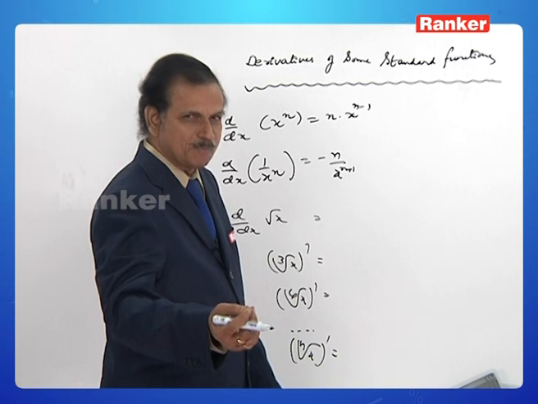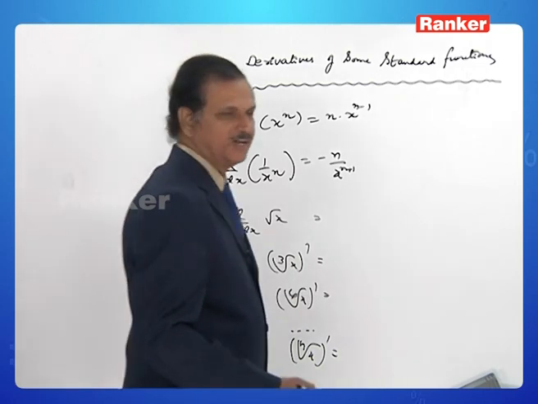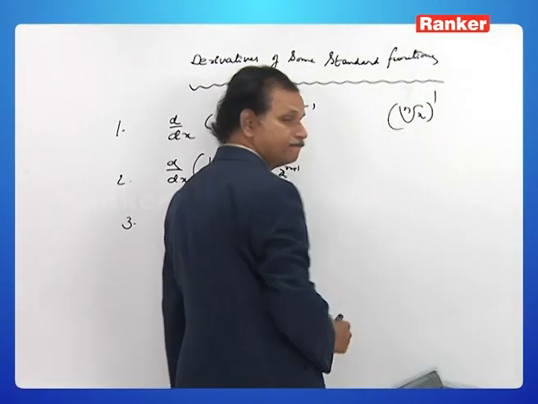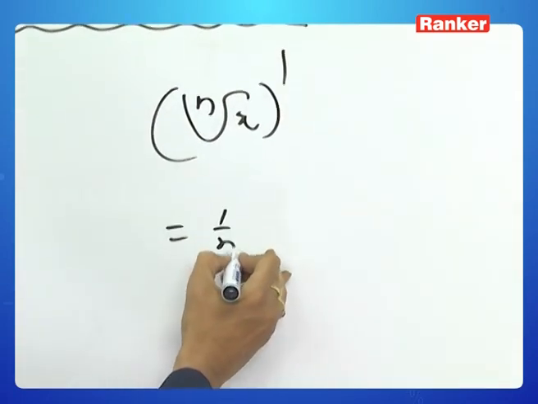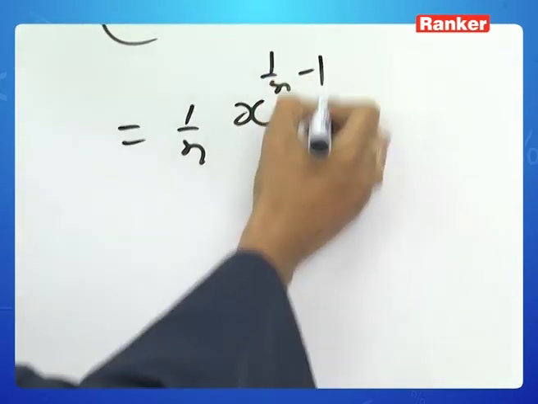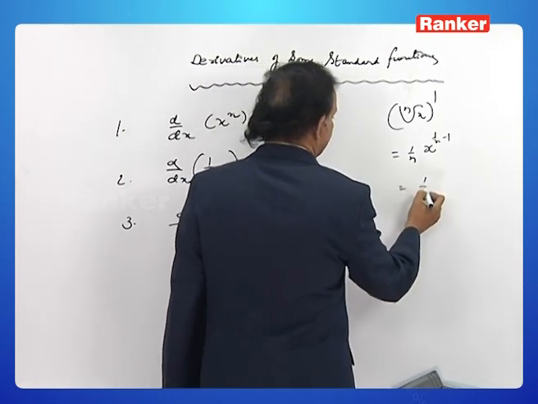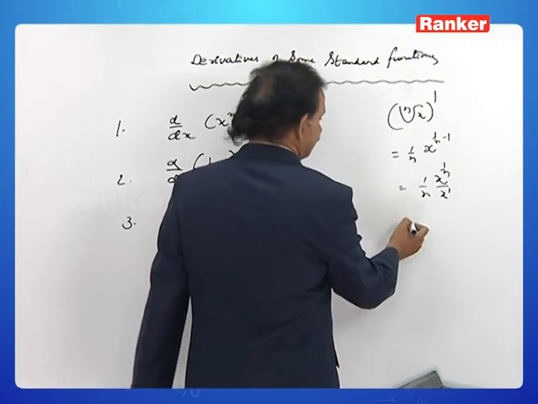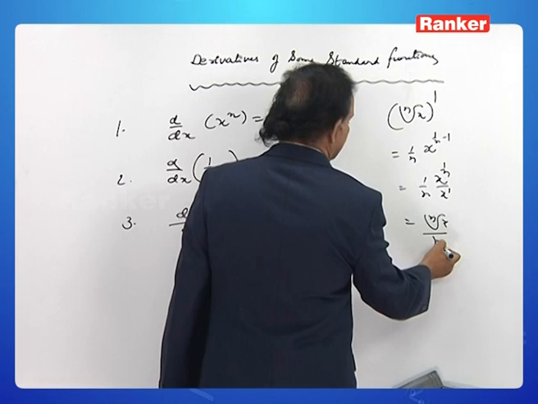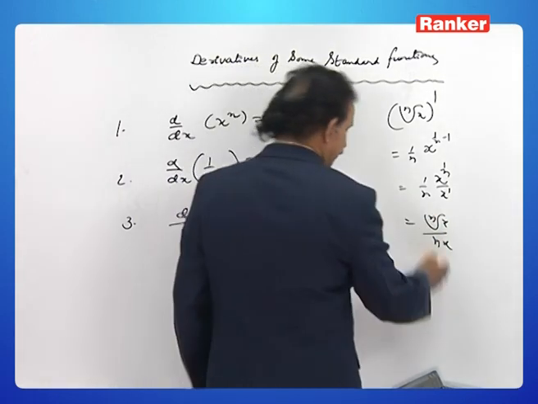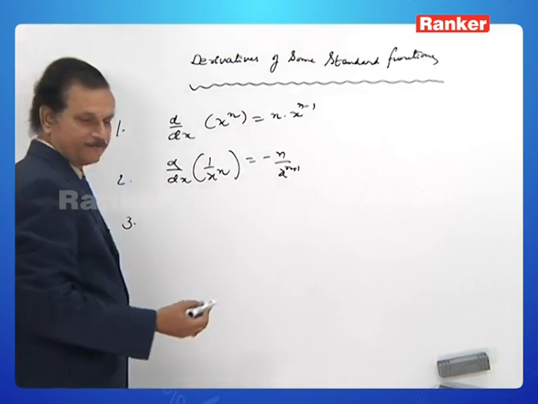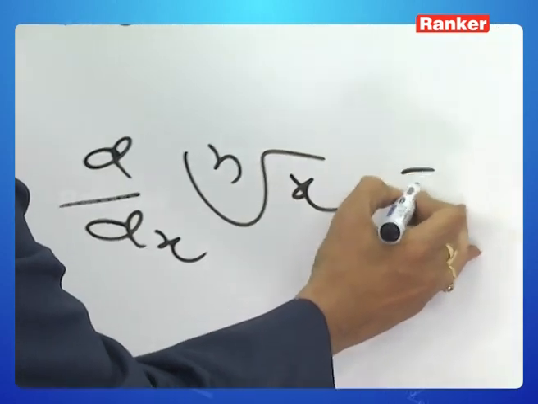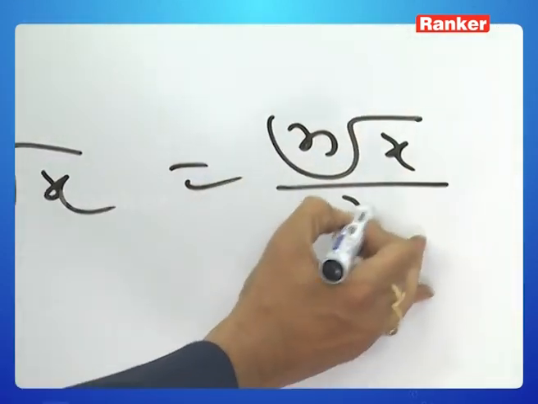Let us have a very simple simplification at the side. What is nth root of x? Nothing but x power 1 by n. Its derivative is 1 by n into x power 1 by n minus 1. This is nothing but 1 by n into x power 1 by n by x power 1. It's nothing but nth root of x by nx, isn't it? So, you keep this point in view. What is the derivative of nth root of x? Nth root of x by nx.